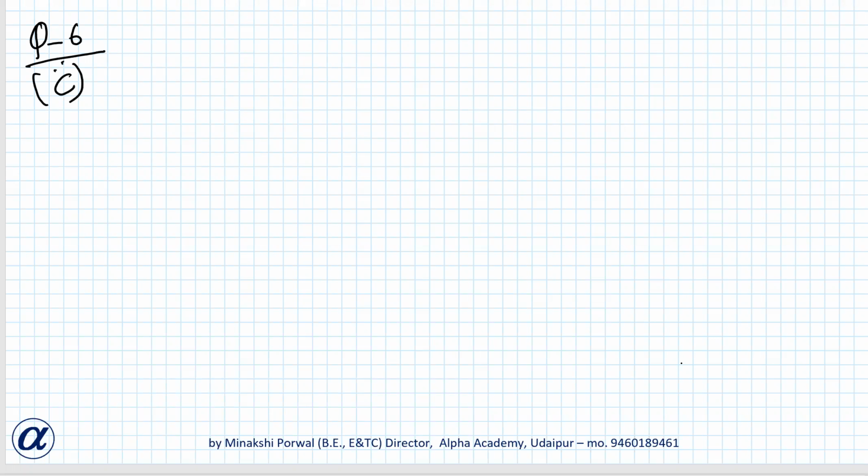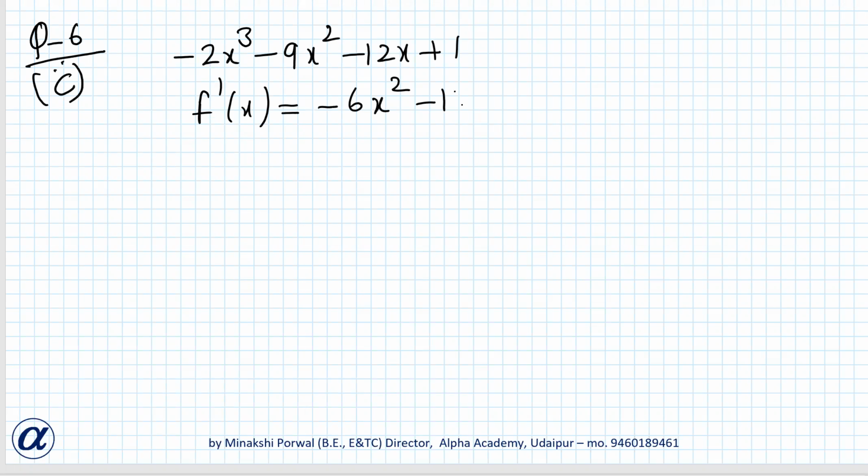So it is minus 2x cube minus 9x square minus 12x plus 1. First of all, we'll find f dash x. F dash x will be minus 6x square minus 18x minus 12. Now f dash x equals to 0, so we will put it equal to 0.